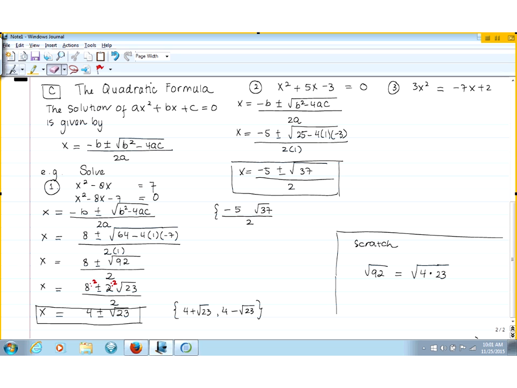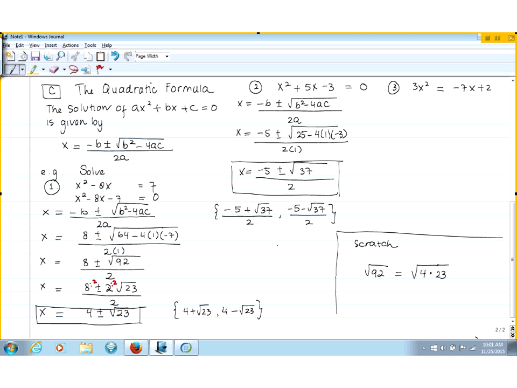And what is the other one? So one is plus, the other one is minus. Negative 5 minus square root of 37 divided by 2. The box is fine, but in Math Excel you have to separate them. Math Excel doesn't take plus or minus. So you have to write the plus and then comma the minus.